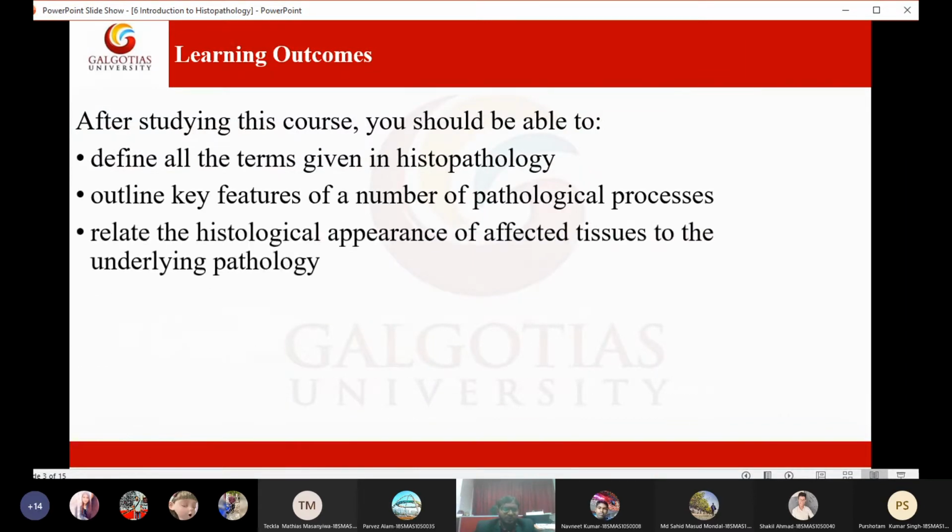These are the learning objectives. After completion of this course outcome, or this histopathology class, I will be able to understand the introduction and definition of histopathology and the processing of histopathology: what type of samples we are getting in the lab, how we can go for the processing, and what the steps are.